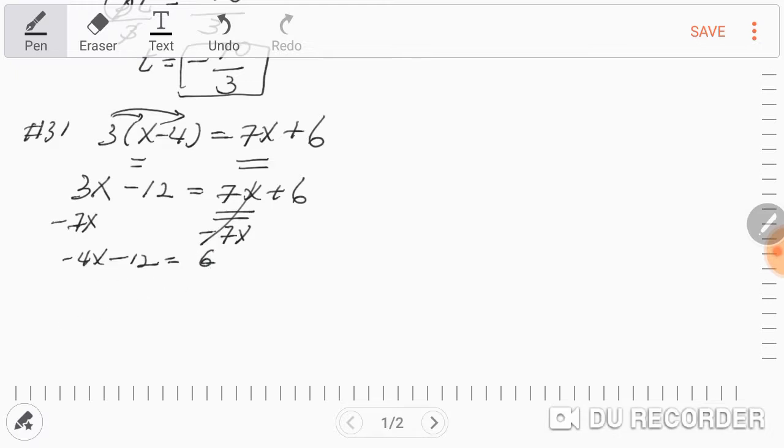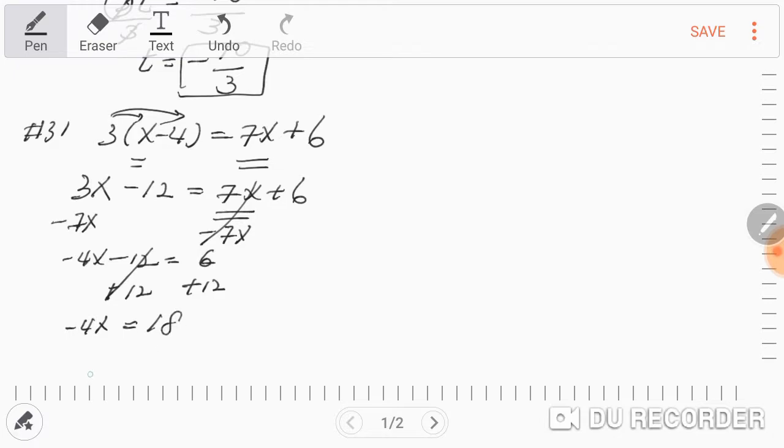Okay, now do the same thing. The left-hand side has minus 12. So get rid of this minus 12 so that you will have only negative 4x on the left side of the equation. So minus 12, the opposite is 12. So add 12 to each side. Then negative 4x, cancel out. 6 plus 12 is 18.